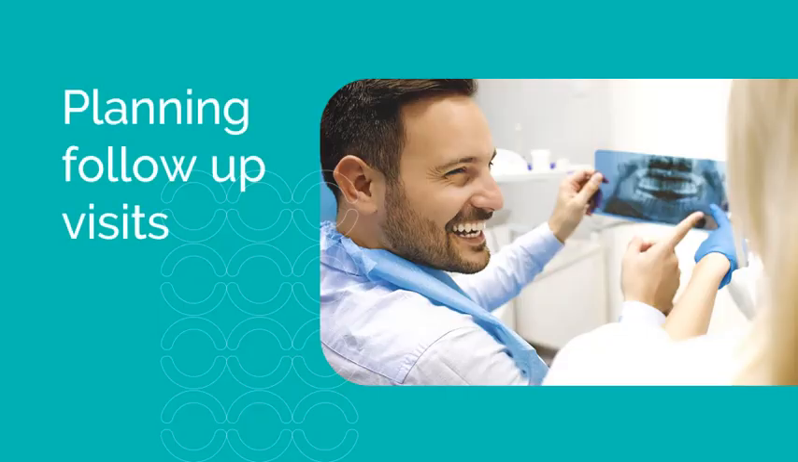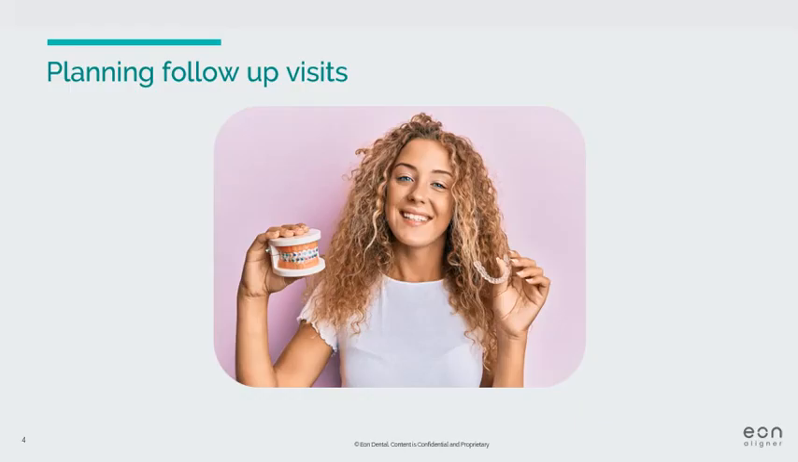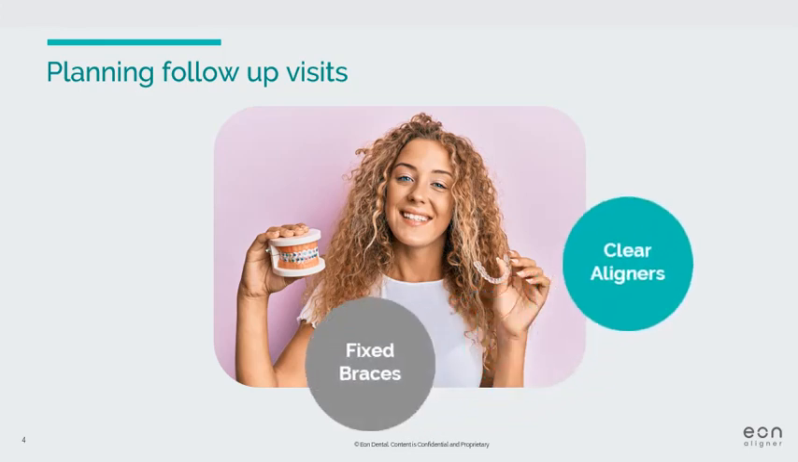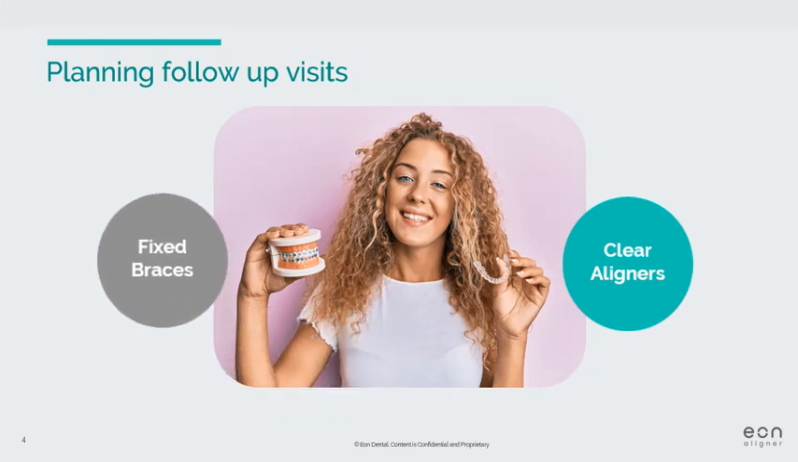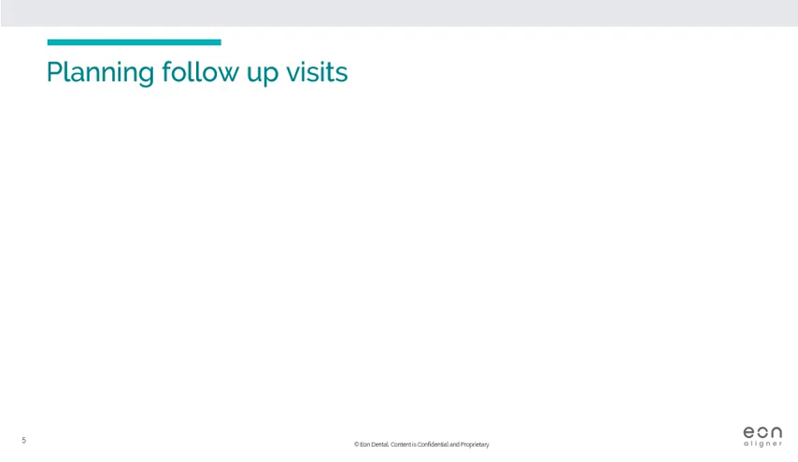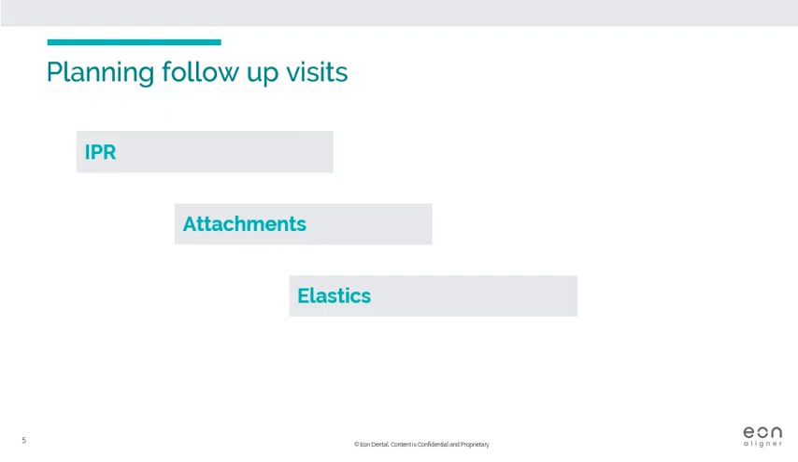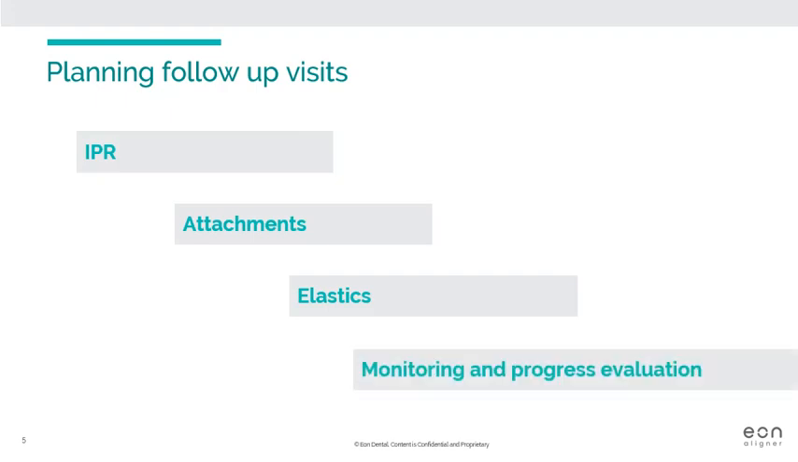Planning follow-up visits. As we know, one of the biggest advantages of clear aligners over fixed appliances is that fewer clinical visits are needed. But of course, that does not mean that clear aligners do not need any follow-up visits. On the contrary, clinical visits are essential in ensuring patient compliance, case tracking, and that the required procedures are performed during the treatment. During clear aligner treatments, follow-up visits are needed for the following: to perform IPR before certain steps, place attachments, place cuts or buttons for elastics use, and finally, for continuous monitoring and progress evaluation of the case.